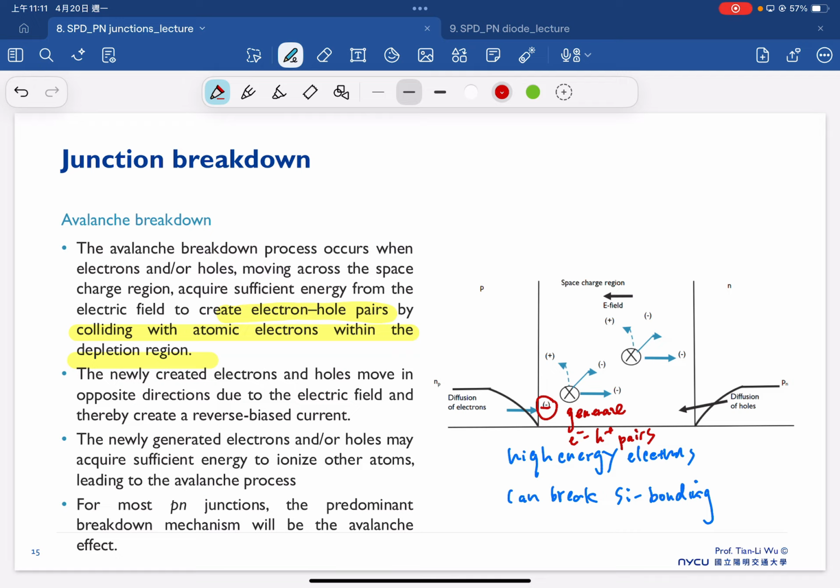So now you create one more hole and one more electron, and this electron will further acquire enough energy and start to break another bond. Therefore we will generate an additional electron and hole pair. In the end this is like a loop process. We will generate a lot of electron-hole pairs, many electron and hole pairs. That's what we call the avalanche process.